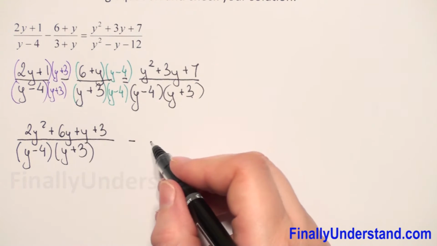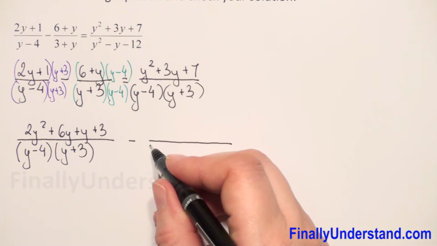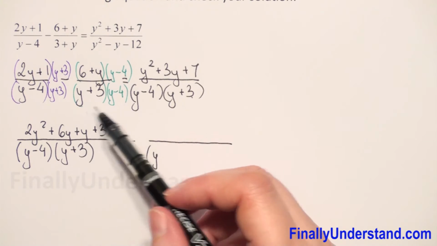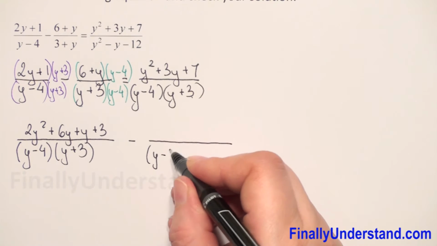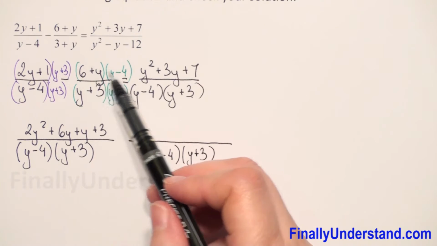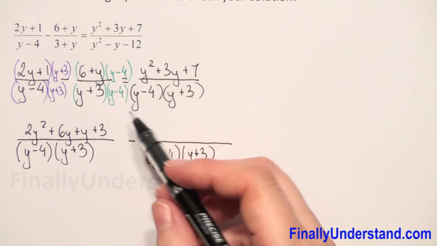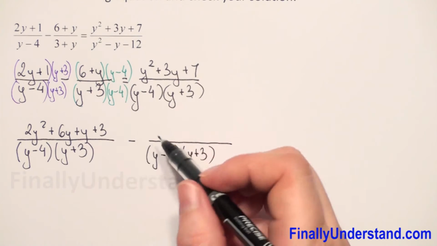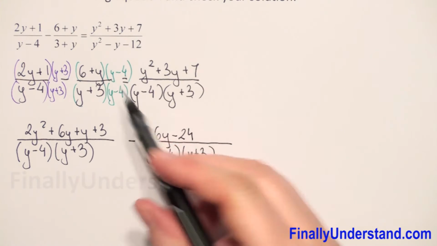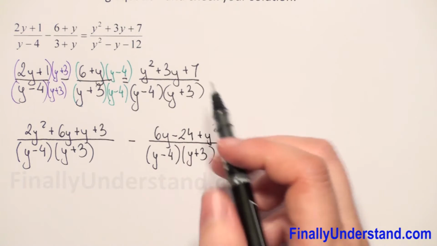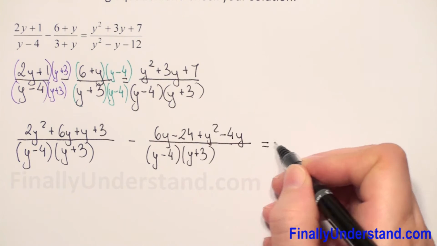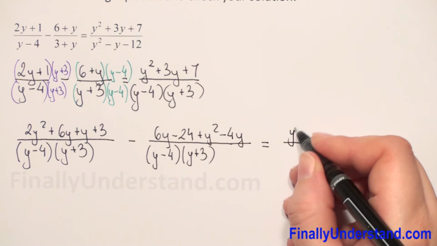Next we have the negative sign, we have to copy, and the second denominator we have to copy, and we will write terms in the same order. So y minus 4 times y plus 3, and in the numerator, like I said, we have to do multiplication. 6 times y, 6y. 6 times negative 4, negative 24. y times y is y squared. y times negative 4 is negative 4y. This is equal. The right side we will rewrite.